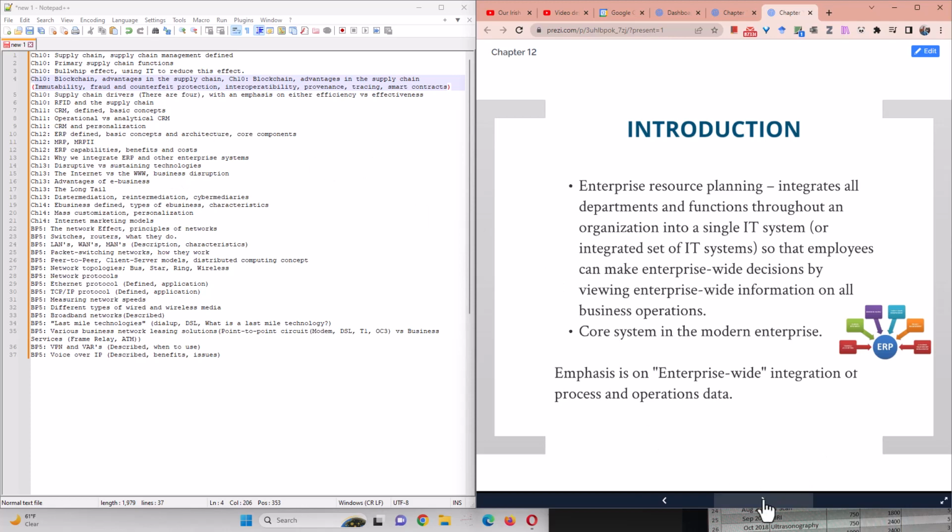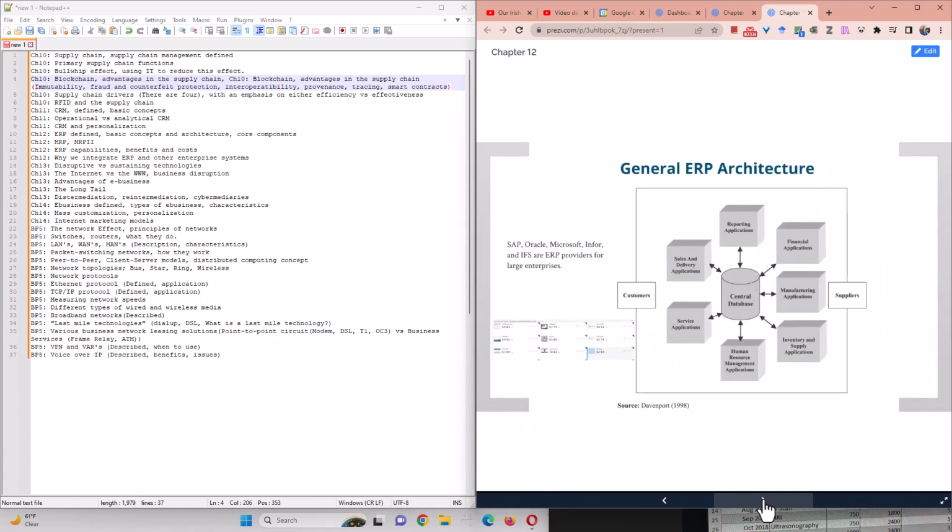So you need to know the basic concepts, the architecture. Core components are the accounting component, production and operations, and then human resources. When companies license an ERP system, those are going to be their core components. And they'll most certainly license other components as well, but those are the core ones.